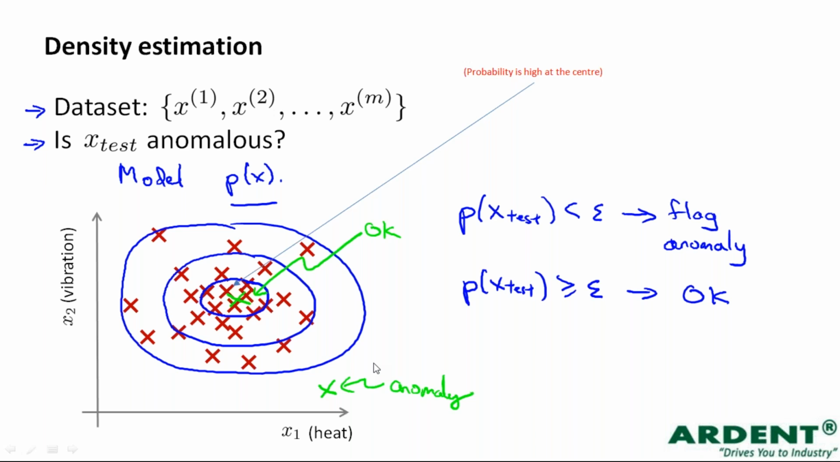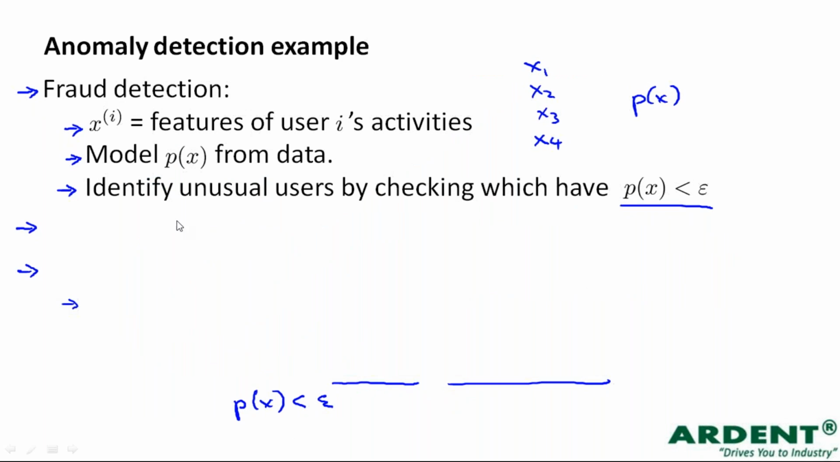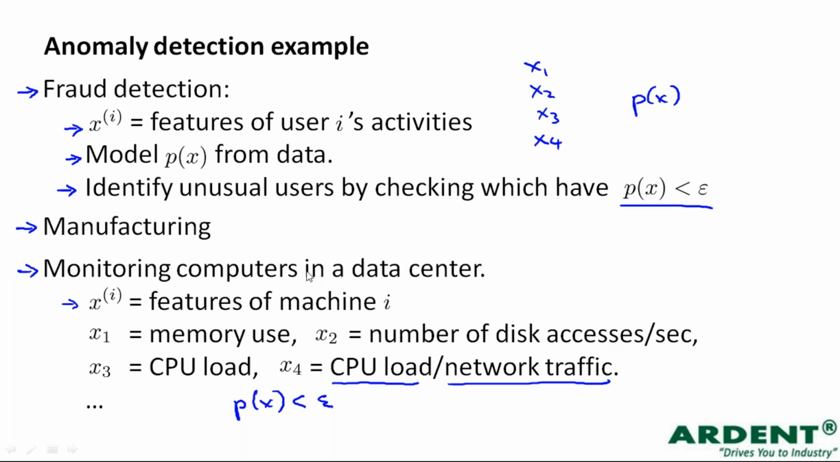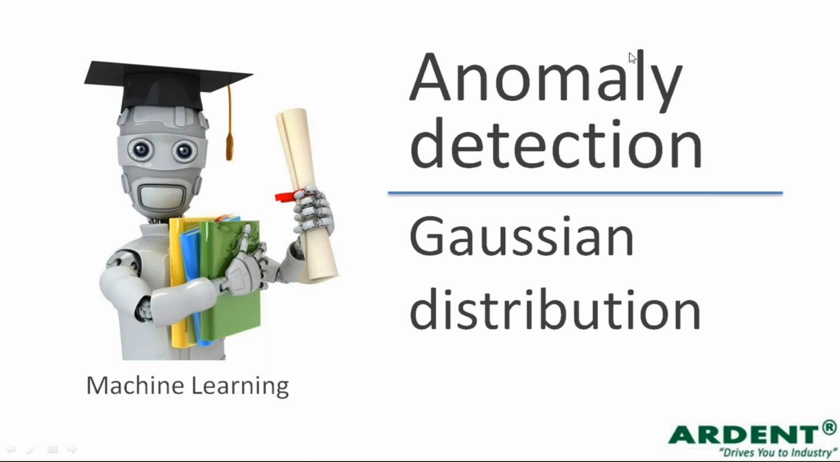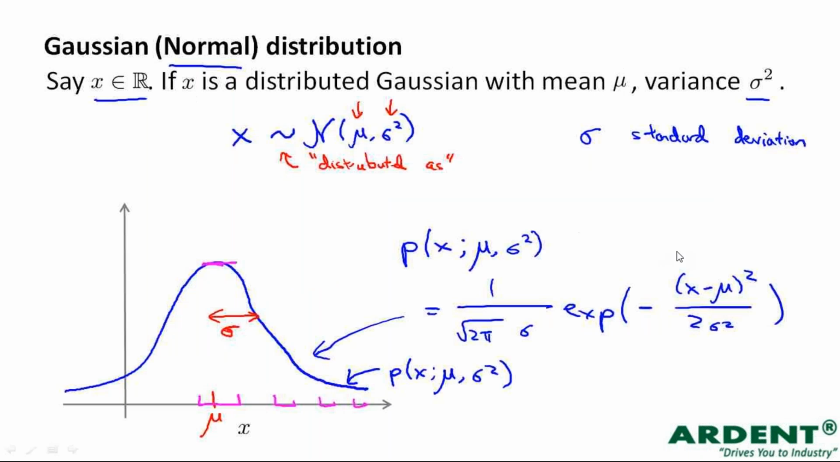Now, if we consider time series anomaly detection, see, they have written anomaly detection, fraud detection, the model actually learns from data and identifies unusual users by checking. So in the manufacturing industry, monitoring computers in a data center. Everything is fine, suddenly one computer develops a fault, that is an anomaly. For anomaly detection, we need to know about Gaussian distribution. Okay, this is also a method. Gaussian distribution.